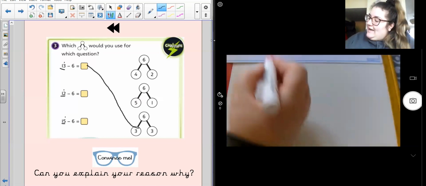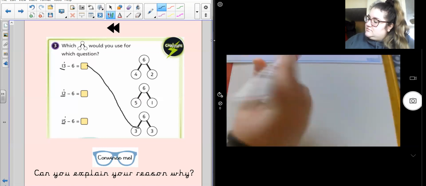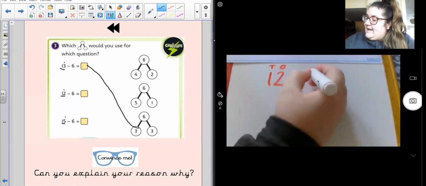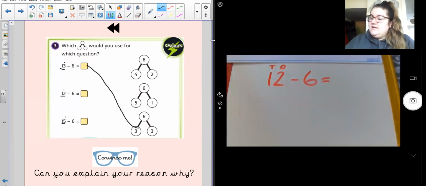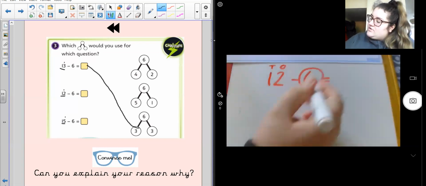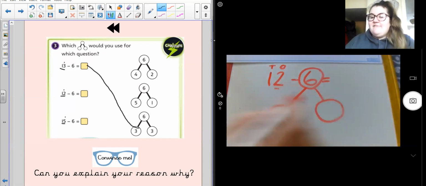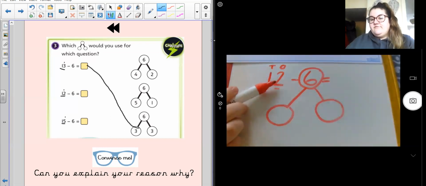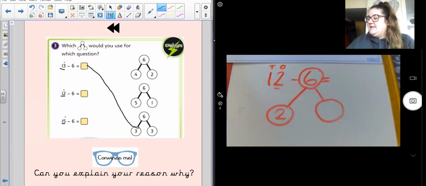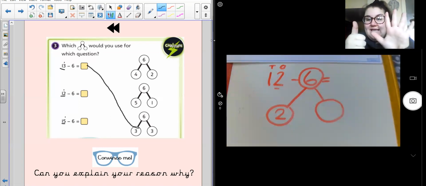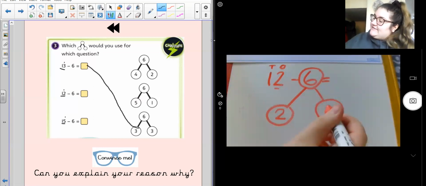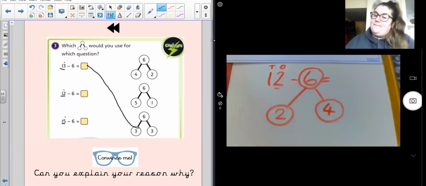So we have got 12 take away 6, okay? So again, I'm going to do the same thing. I'm going to partition the part, and I'm going to think carefully about how many ones I've got in my whole, so I can split it into 2 and some more. So again, I need to make 6, and I've already got 2. How many more do I need? I need 4. 2 and 4 make 6.